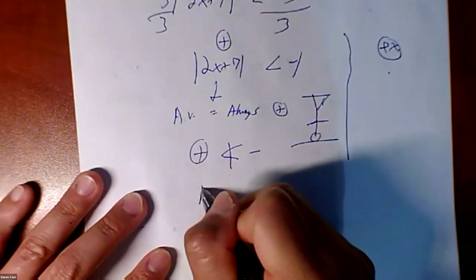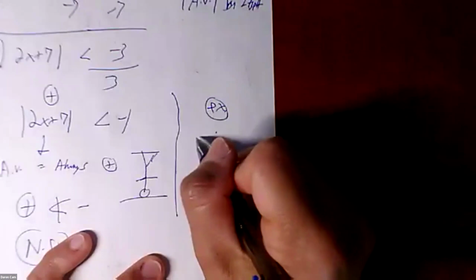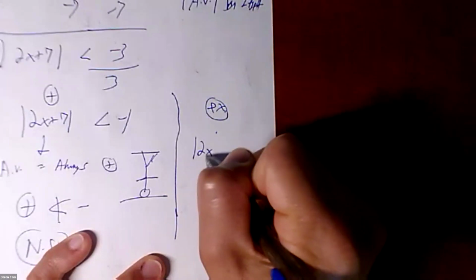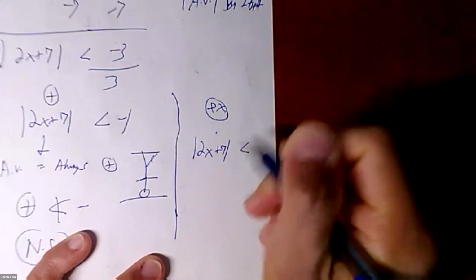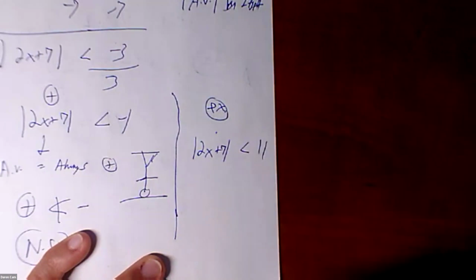So this is a special solution. This is going to actually be no solution. All right, like that. However, as a side example, let's say we had 2x plus 7, and we're going to make this less than, oh, I don't know, like 11 or something like that.